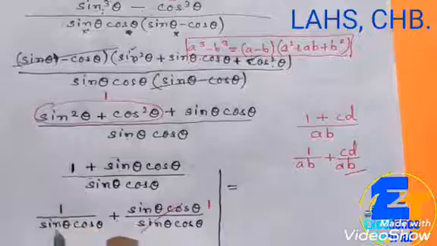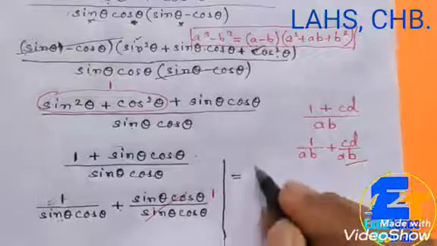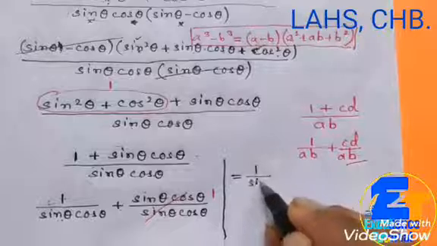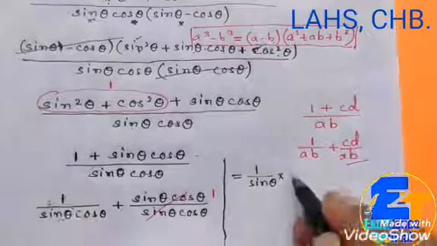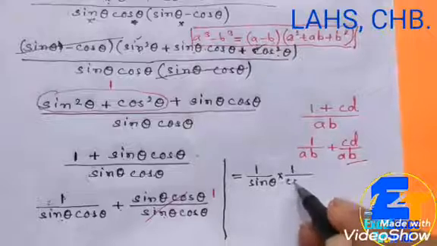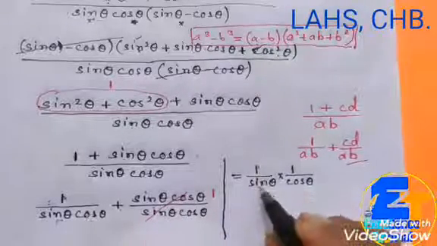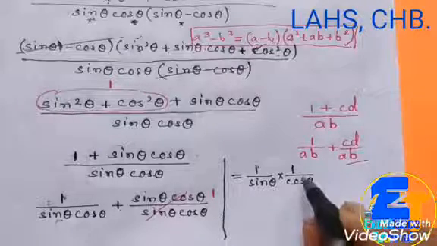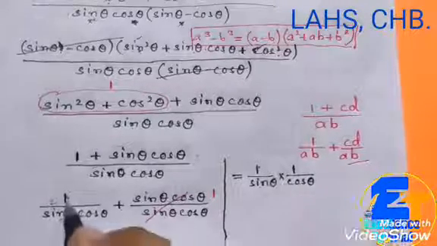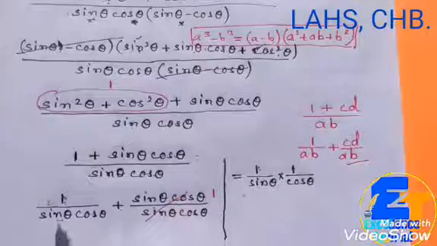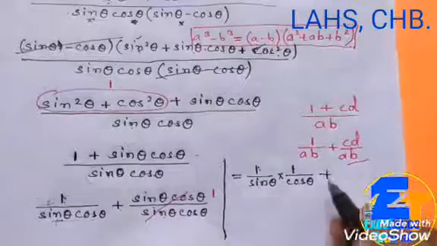So see, here 1 by sin theta, 1 by sin theta into, again you can write 1 by cos theta. We are splitting this term in this way, 1 by sin theta, 1 by cos theta. That means when you multiply numerator with numerator, 1 into 1, it will remain 1, and sin theta cos theta, you will get the same. So plus, next we got how much? 1.